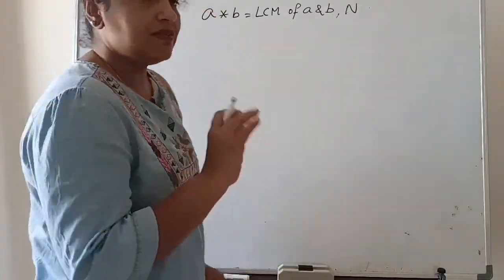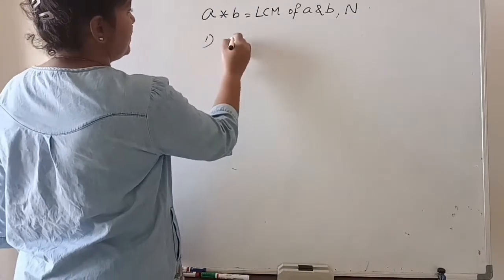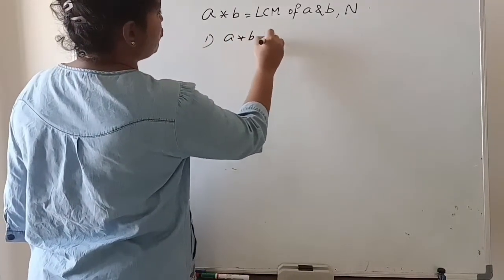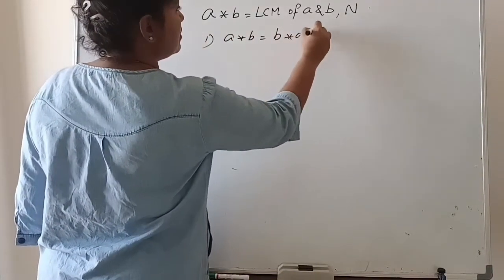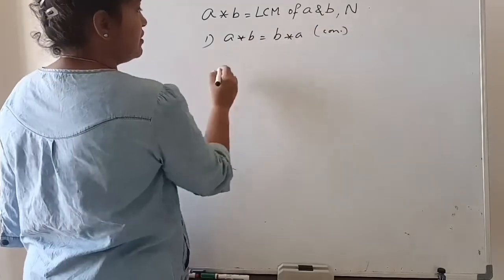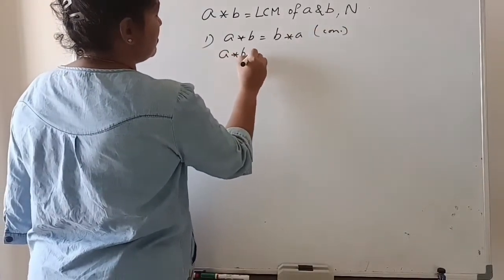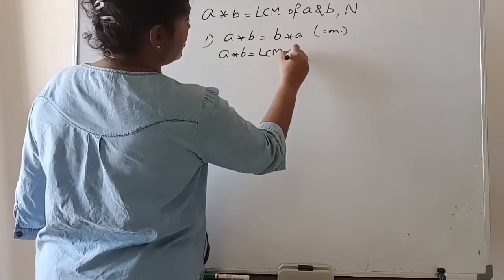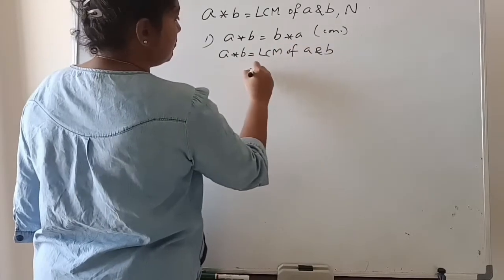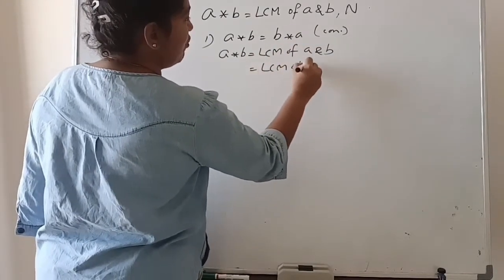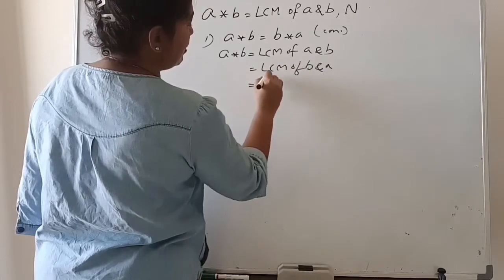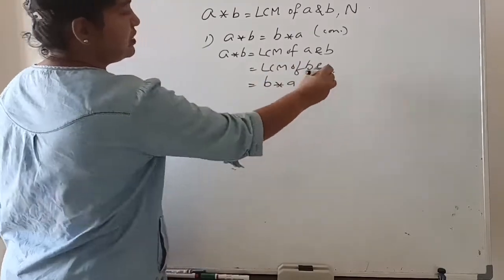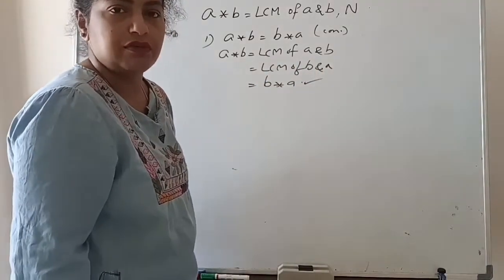Okay. Now let us start with the commutativity. A binary B has to be equal to B binary A. This is the condition, right? What is A binary B? It's the LCM of A and B, which will be the same as the LCM of B and A, which is B binary A. Therefore, this is commutative.